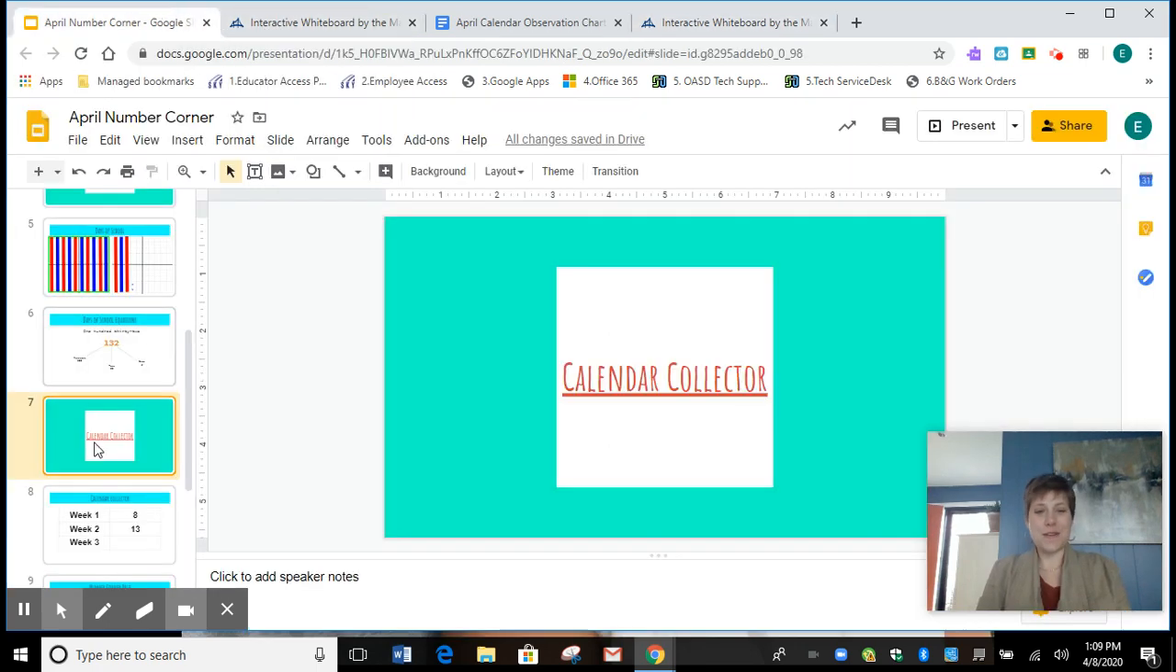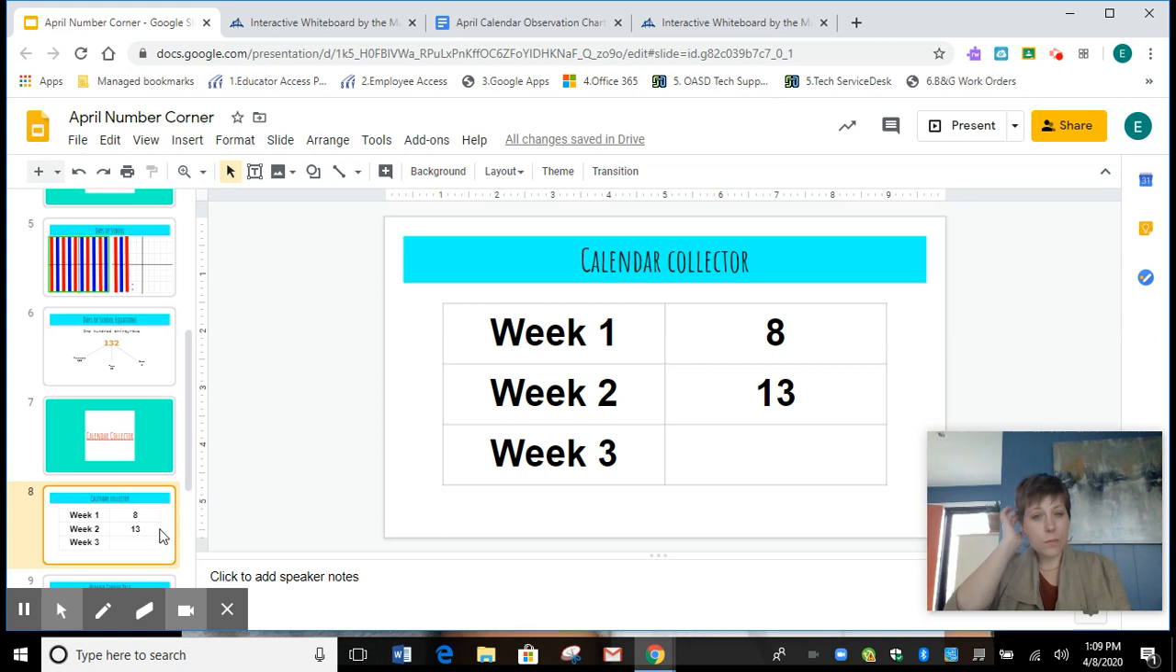All right, my first grade friends. We're just going to quick re-look at our calendar collection so far. Week 1, we collected 8 popsicle sticks. Week 2, we had 13. Now for week 3, I just told you, we're going to extend that week. And it's going to include 6 days instead of our typical 4 days of Number Corner. Right now, knowing that, can you make a prediction? How many popsicle sticks do you think we might collect this week?